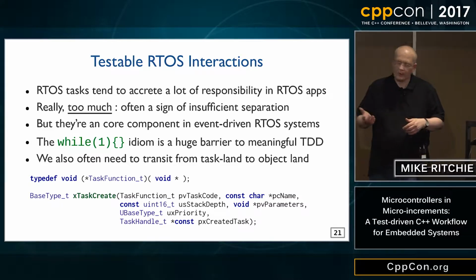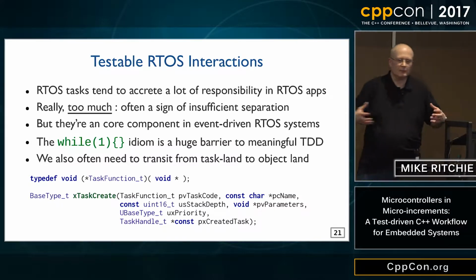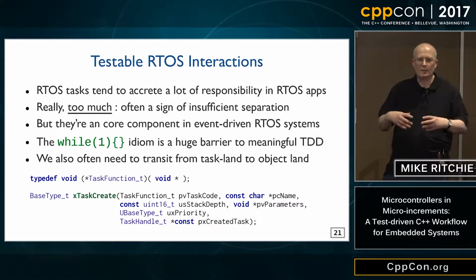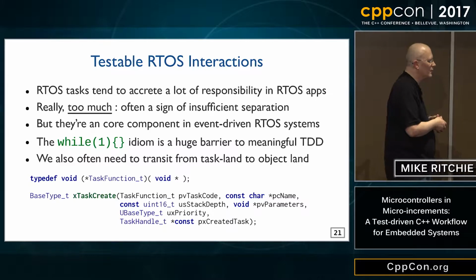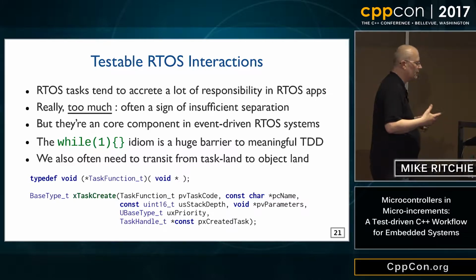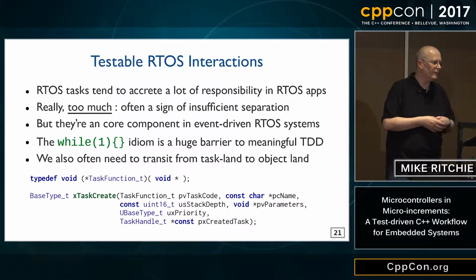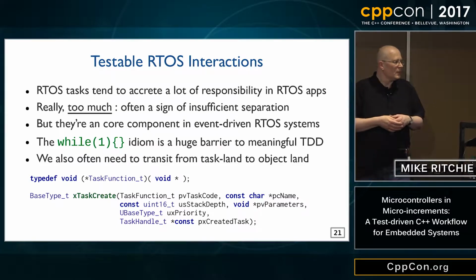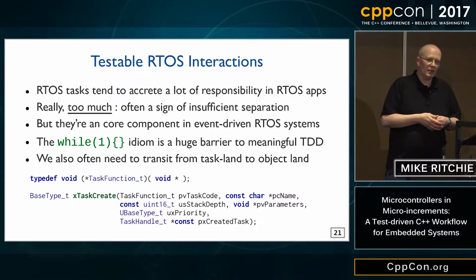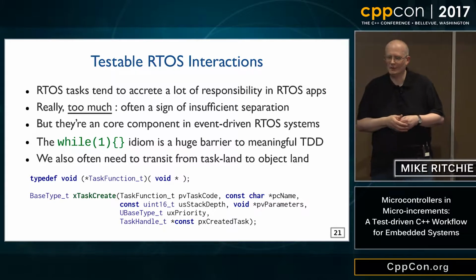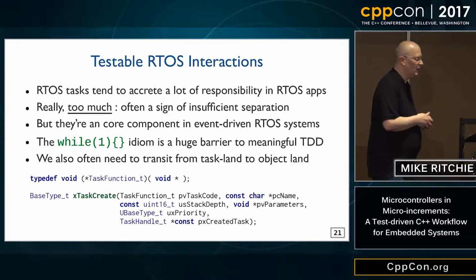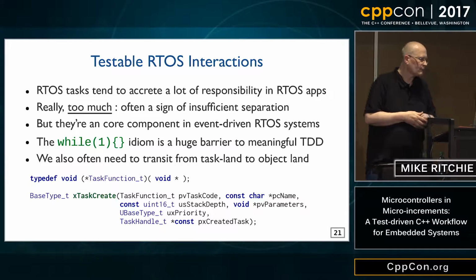But there are some challenges. They tend to be kind of complexity magnets. Tasks in real-time operating systems tend to accrete a lot of responsibilities, and that's sometimes a sign that the design has not been fully worked out. There are things we can do to improve this situation. We have the problem of while(1), of course, which is kind of a showstopper from a testing point of view. If it never exits, we're going to have trouble doing anything with it.